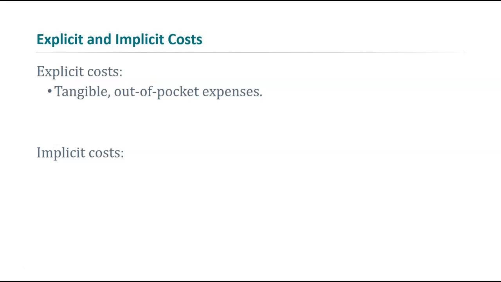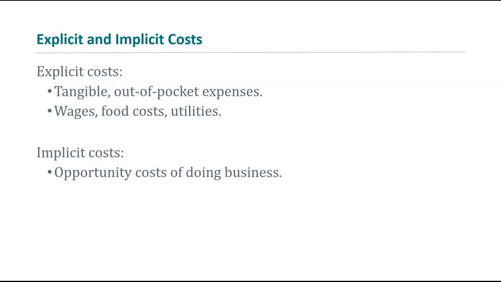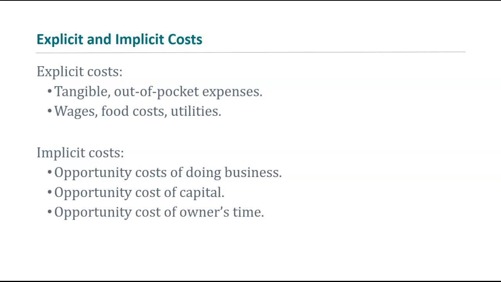These are the bills that you pay. At the end of the month, you cut a check for them, right? So things like wages that you pay to your employees, food costs, utilities, those things that you write a check for, the things that you pay out of your pocket, the obvious costs, right? Implicit costs are less obvious. Implicit costs are the opportunity costs of doing business. The opportunity cost of your capital, the opportunity cost of your time.